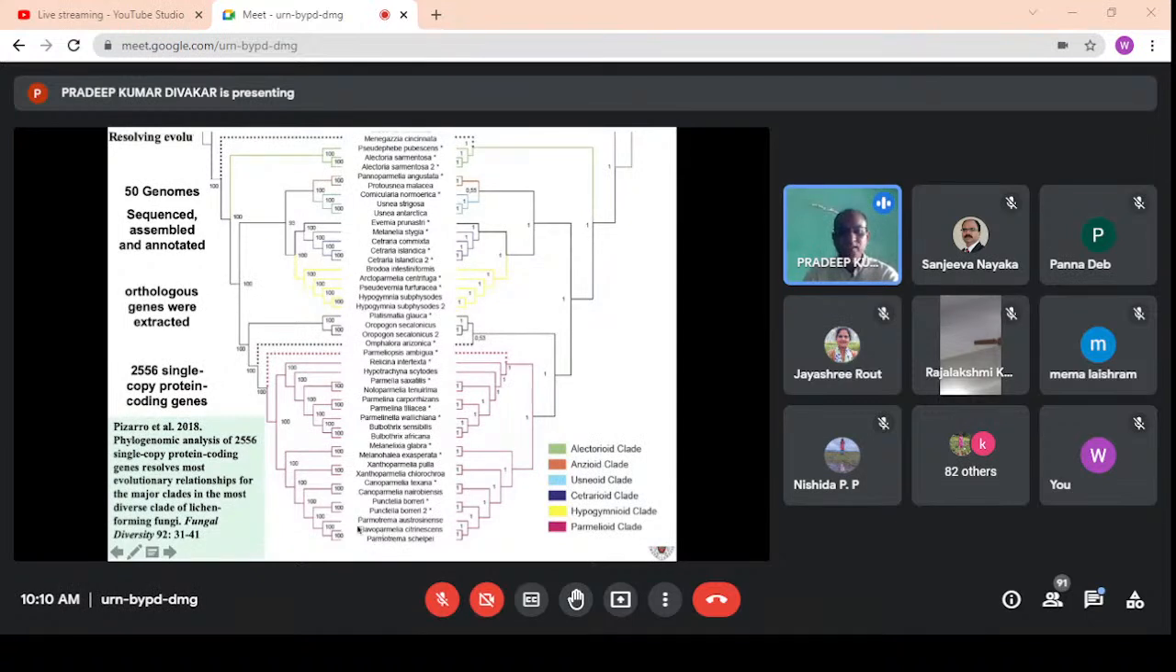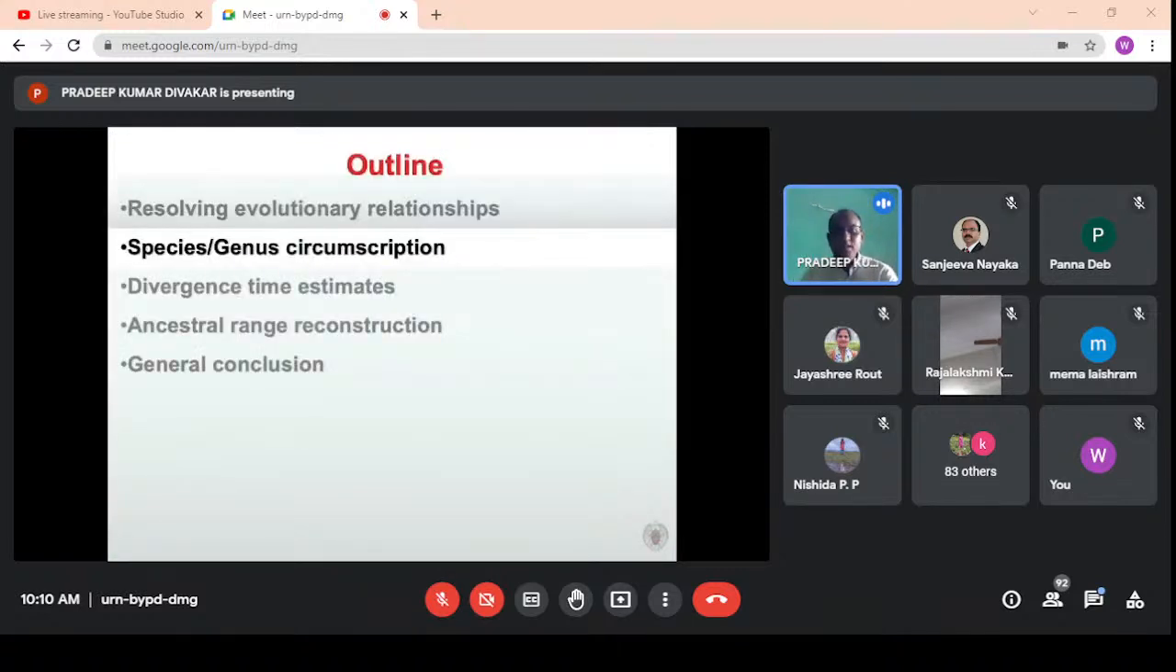You can see that one or two species per genus were included here, not more. But the phylogenetic relation was strongly supported. So this is about how the phylogenomic approach has helped to establish the phylogenetic relation in Parmeliaceae. And the second is the species and the genus circumscription, how the molecular phylogeny has been helpful for that.